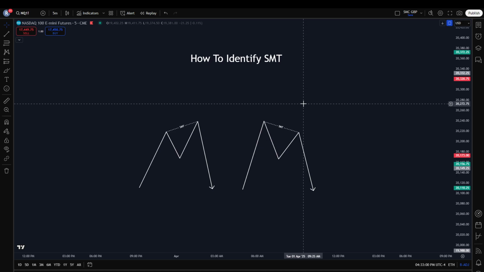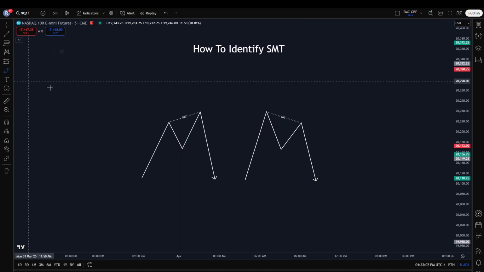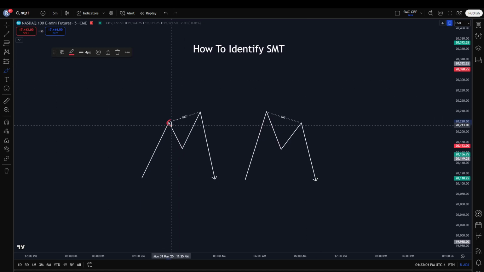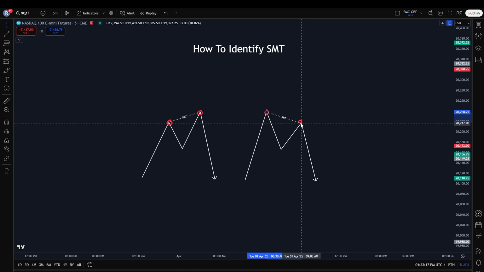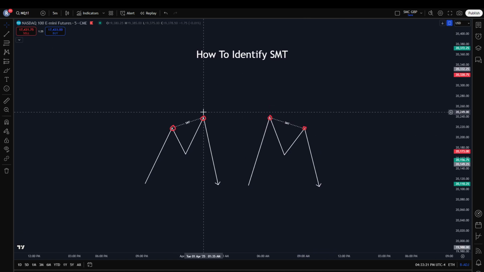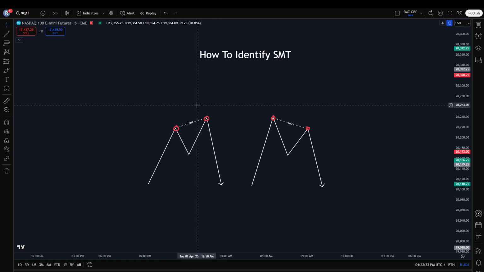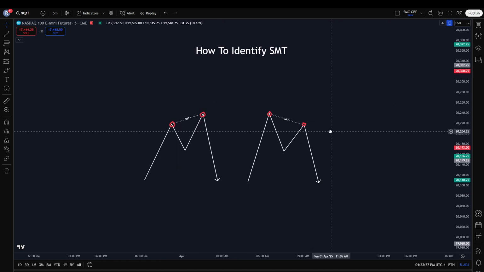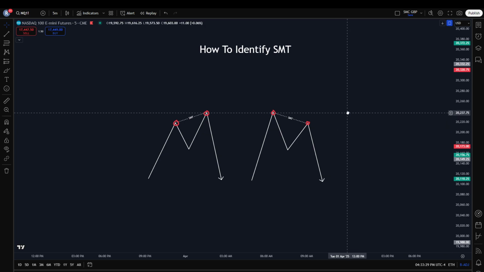All right. So, let's hop into this. Like I mentioned before, you understand that SMT is diverging market structure, meaning that when one of your two correlating asset pairs puts in a higher high and the other one puts in a lower high, it's showing divergence because correlating means they're supposed to be following the same market structure. So, what does this show when they're not? Well, it shows that the asset that puts in the higher high is the stronger pair, and the asset that puts in the lower high is the weaker pair. So, what does that actually mean for our trading?